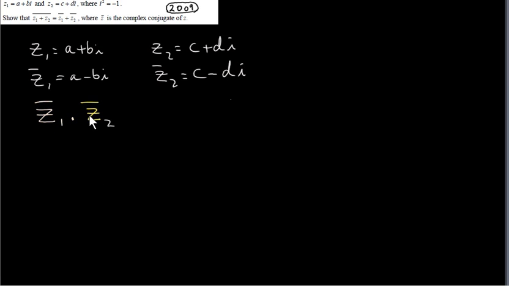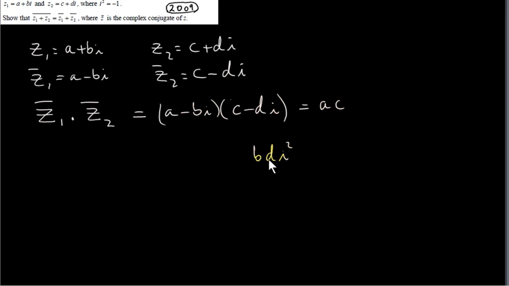Now I just want to do something more. I want to look at the product of the conjugate of z1 with the conjugate of z2. So we want to take a minus bi and multiply it by c minus di. So what's the real part going to be? Well, the real part is got by multiplying a by c, which is ac. Well, that's one part of the real part. The other part of it is got by multiplying minus bi by minus di. That's going to give plus bd i squared. But i squared is minus 1, so bd i squared is minus bd.